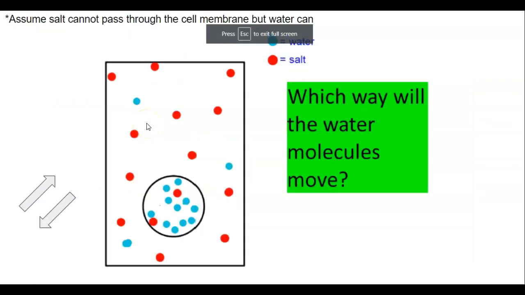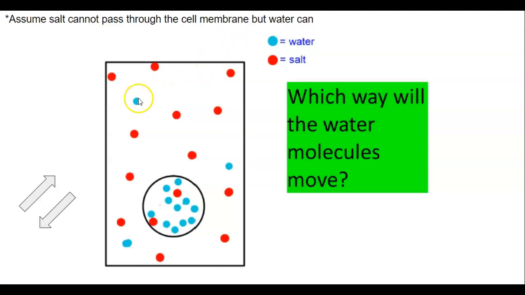So let's take a look at an example here, okay? Notice I wrote at the top, assume that salt cannot pass through the cell membrane, but water can. I will always tell you what can go through the cell membrane and what can't. You don't have to know that, okay? Water will always go through the cell membrane because it's so tiny. But I'll always tell you if stuff can move through the cell membrane.